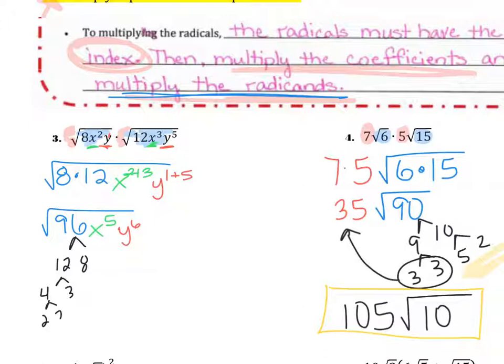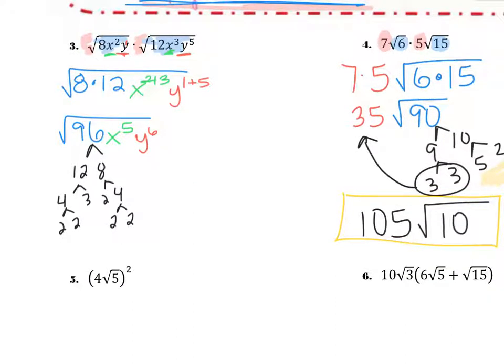I can break 4 down into 2 times 2. 8 is 2 times 4, and I'm going to keep going because 4 is 2 times 2. Now I'm going to write out the factored form of my x's and y's. There we go. So x to the 5th means x times itself 5 times, and y to the 6th means y times itself 6 times.